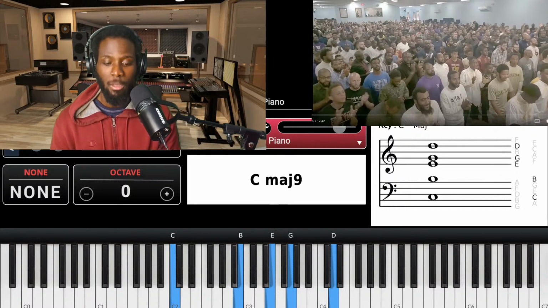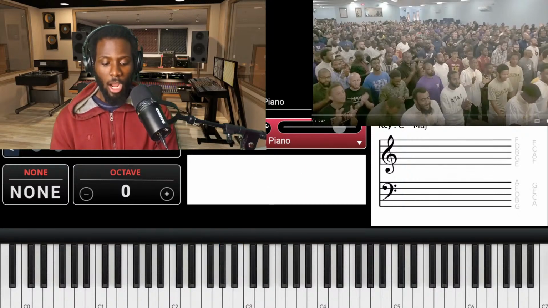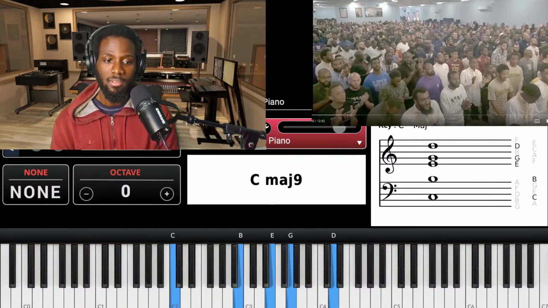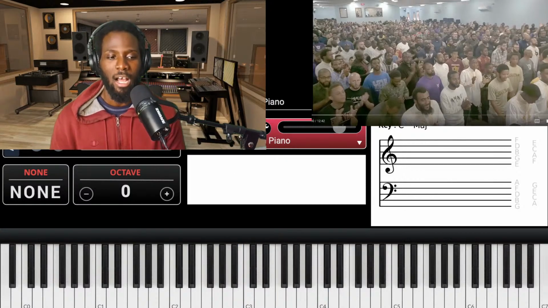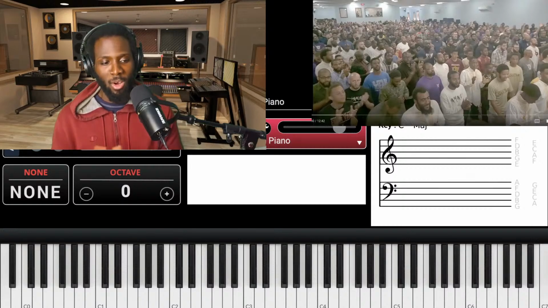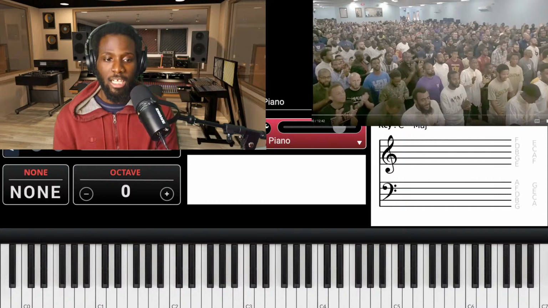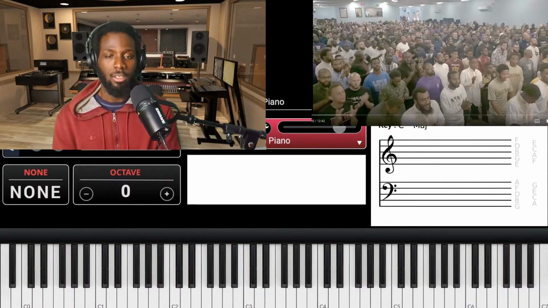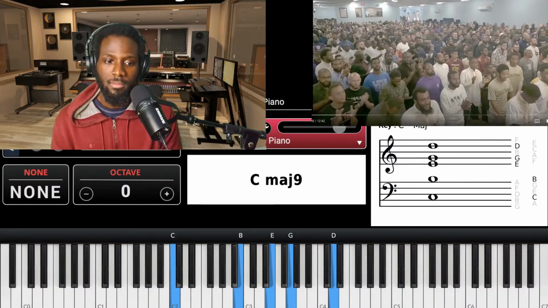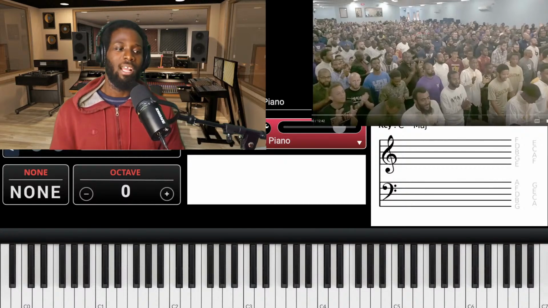Now notice how it's comprised. I could do a C major 9 looking this way, or I could play this way. I would love to hear from you guys. Which one do you guys think sounds better? Please put it in the chat. Let me know. I would like to interact with you guys. Do you think the regular root position C major 9 sounds better? Or do you think the inversion sounds better? I would love to hear what you guys think. Again, it's all subjective.